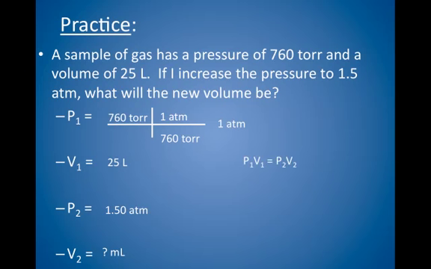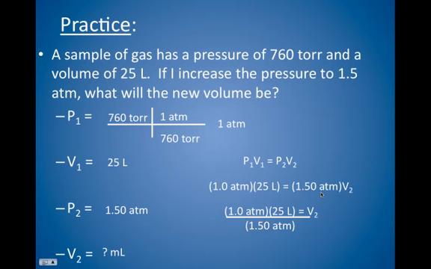Setting up your calculation. There's your formula. Plug in your numbers. Again, now we have the new P1 or the converted P1. You got atmospheres and atmospheres. Doing the algebra. And then finally your answer.